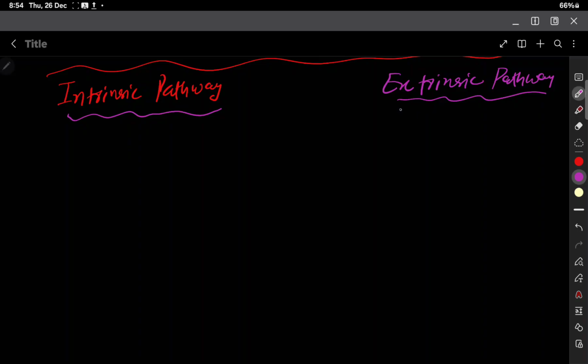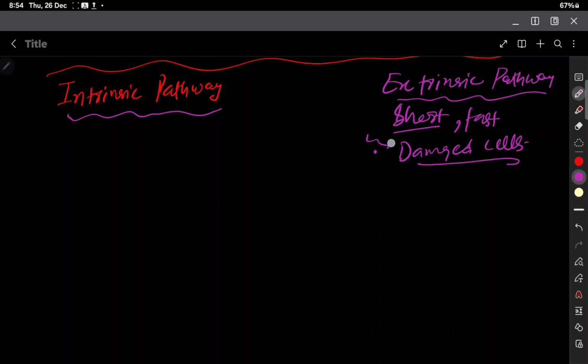So this extrinsic pathway is short. It is a short pathway and a fast pathway. And this extrinsic pathway is triggered by materials which are released from damaged cells. For example, if there is damage to any cell, that cell will release materials. So these materials trigger the pathway which is called the extrinsic pathway.